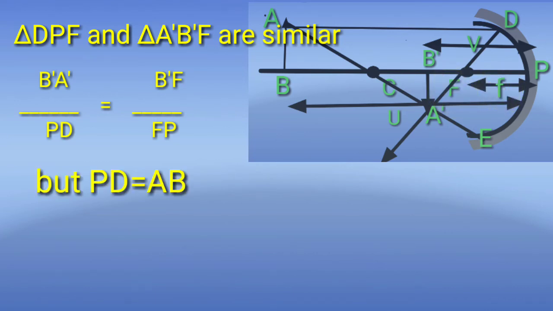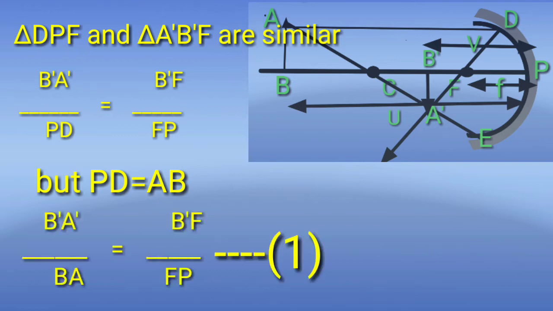But here you are observing PD is equal to AB, so the height of PD is equal to the height of AB. Substituting this value in the above equation, you will get the first equation: B dash A dash by BA is equal to B dash F by FP. So this is the first equation.